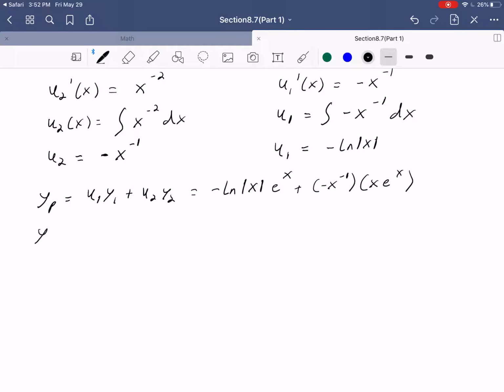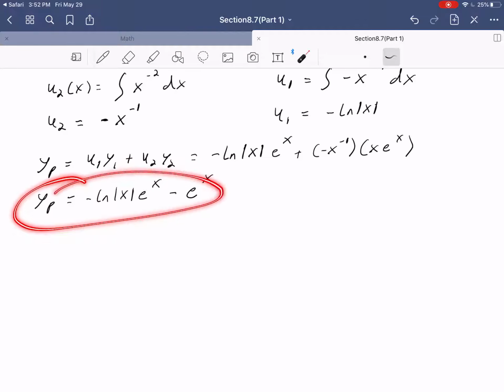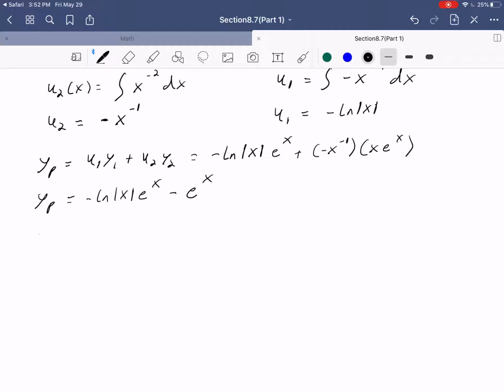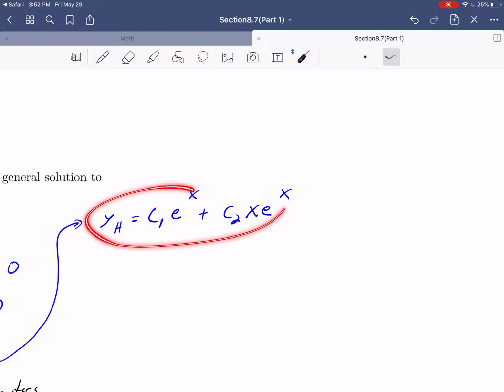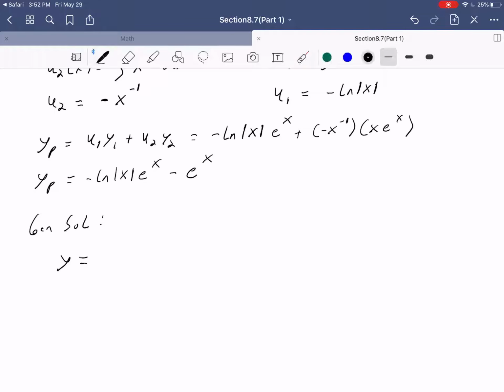We could clean that up a little bit and get our particular solution here is negative ln absolute value x e to the x minus e to the x there, because this guy would cancel with that. So, is that our general solution? Nope, that's our particular solution. So now we can say our general solution is y equals any linear combination of these homogeneous ones. So c1 e to the x plus c2 x e to the x plus this particular solution, negative ln absolute value x e to the x minus e to the x.